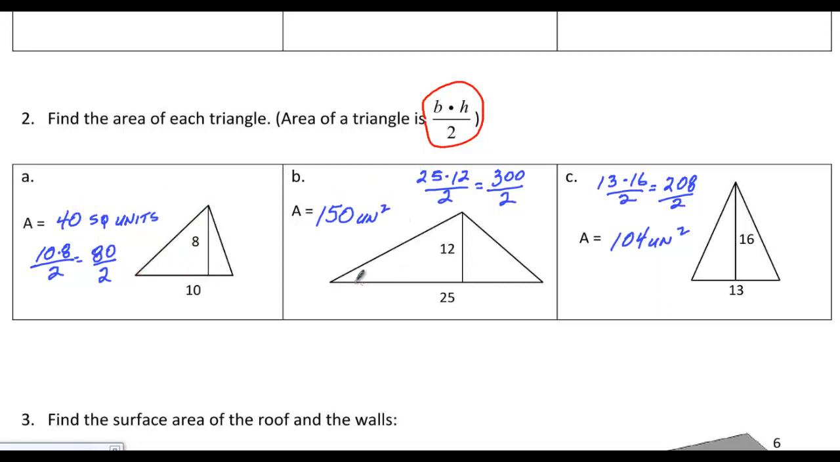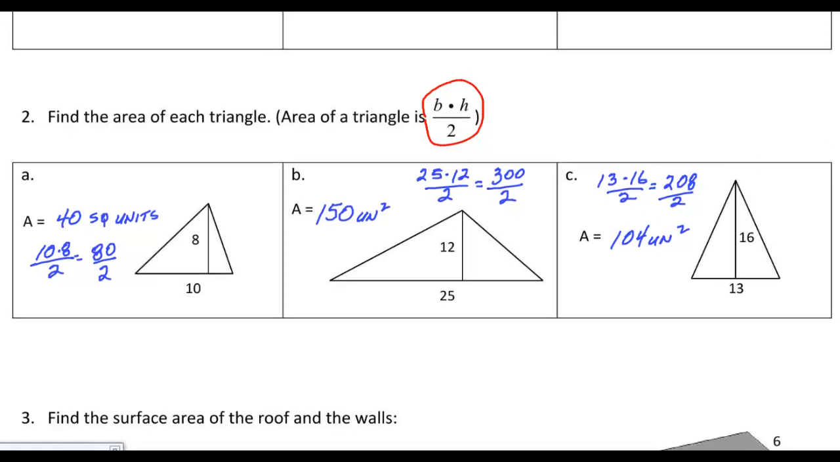For 2b, we have a base of 25 and a height of 12. 25 times 12 divided by 2, which is 300 divided by 2, or 150. And remember, if I talk too fast, just pause it, write some notes, go back if you need to. That's the great thing about having me on video. And finally, 2c, a base of 13, a height of 16, so 13 times 16 divided by 2, 208 divided by 2, 104 square units.